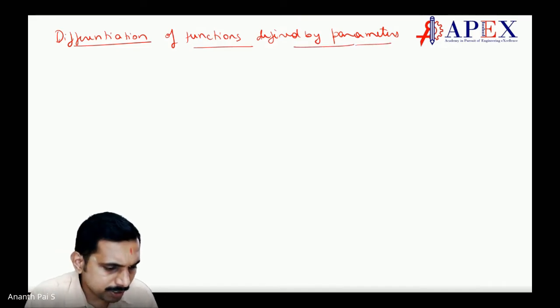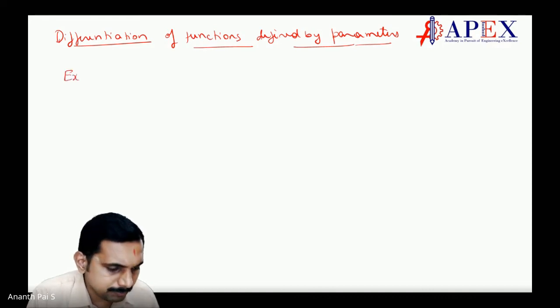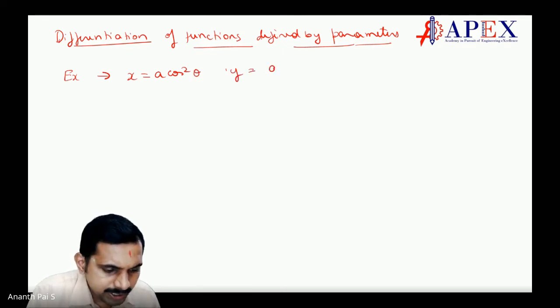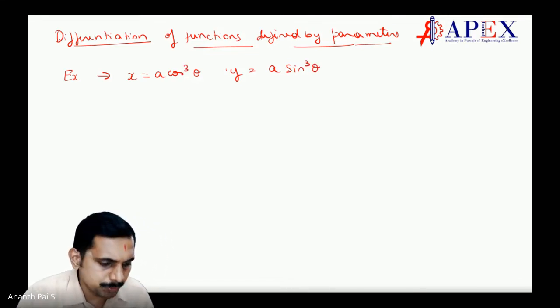For example, we will take an example. x is equal to a cos cube theta and y is equal to a sine cube theta. Okay, this is cube only: x is a cos cube theta and y is a sine cube theta. Find dy by dx.